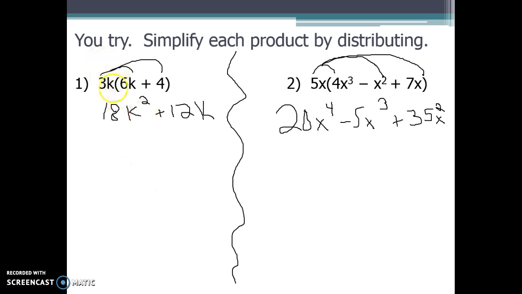All right, go ahead and take a look at what I did and check it with what you guys did. I went ahead and distributed here 3k times 6k and 3k times 4, 18k squared plus 12k. Again, there's nothing here to combine. They are not like terms. So this is a binomial, no like terms, so it's going to stay like that. Over here, I end up with a trinomial, 20x to the fourth minus 5x cubed plus 35x squared. Again, make sure you distribute that negative there. So 5x times negative x squared will be negative 5x to the third. Okay, check your work with what I did.